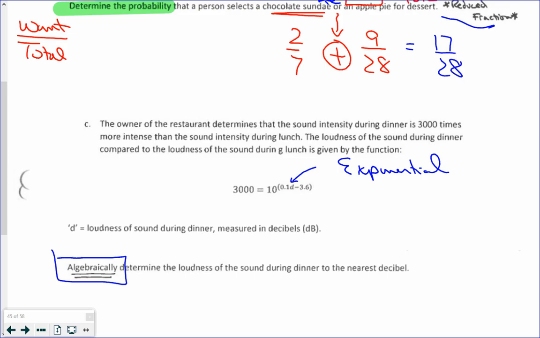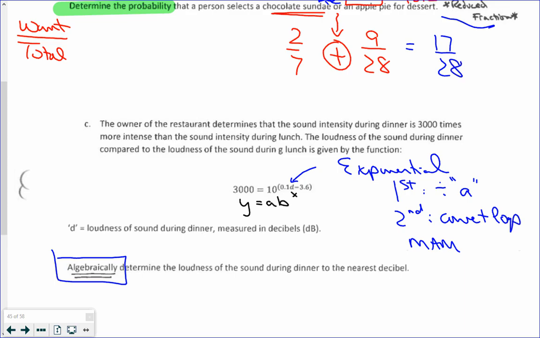So this is exactly what we did before. The first thing you're going to do is divide both sides by the A. The second thing you're going to do is convert to logs. And then you're going to use your MAM key. Okay, do not divide by 10. Look up here. Y equals A times B to the X.